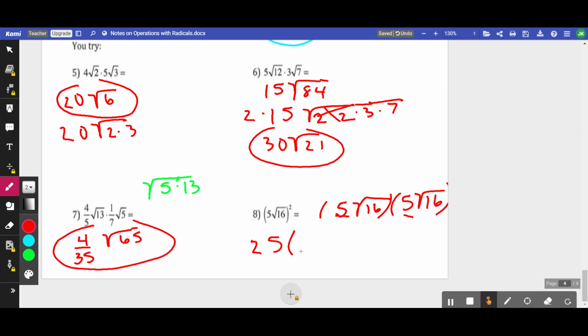And then you can go ahead, this is the perfect square, the 256, or you can write the prime factorization, everything will come out. You wouldn't have anything left inside, so pretty much that will cancel. So it'd be 25 times 16 then. So then you'll have 400 for that one.